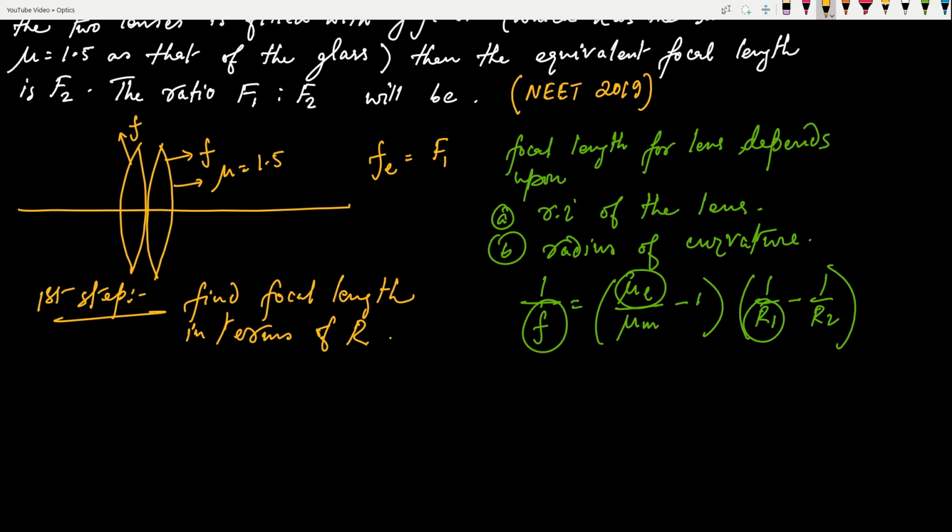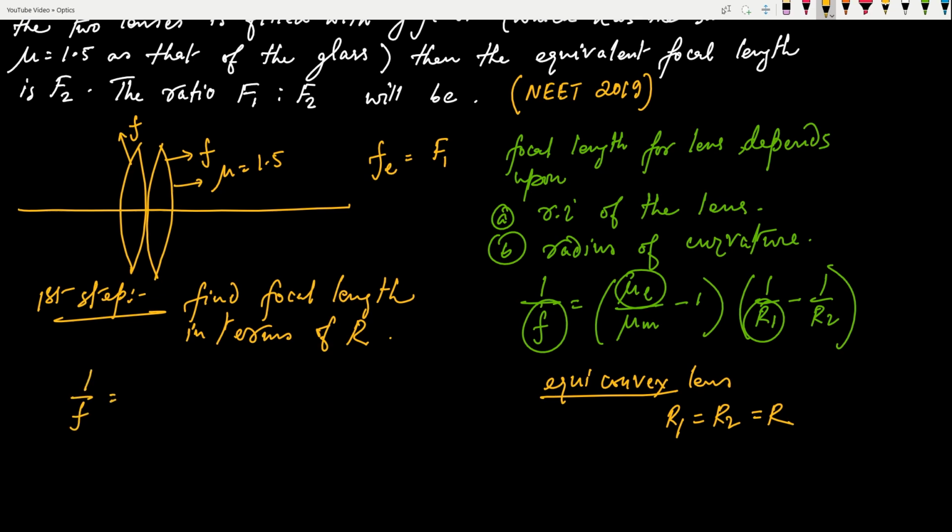Now since the lenses are equiconvex lenses, r1 will be equal to r2, which can be written as r. This is equiconvex, that is, the radius of curvature of both the surfaces will be the same. So let's find out the focal length in terms of r.